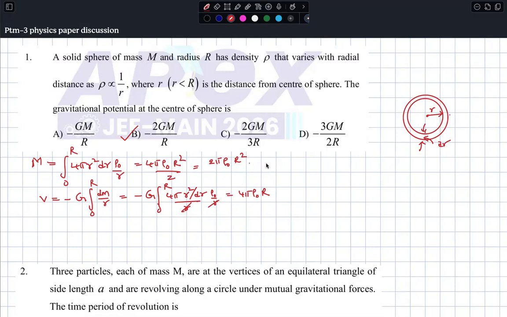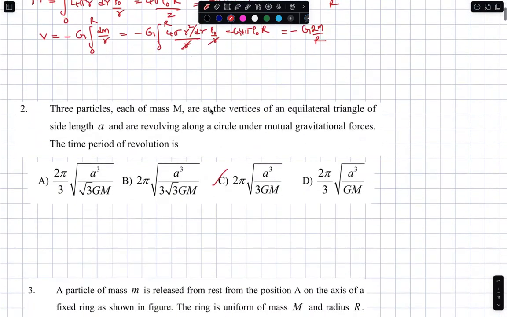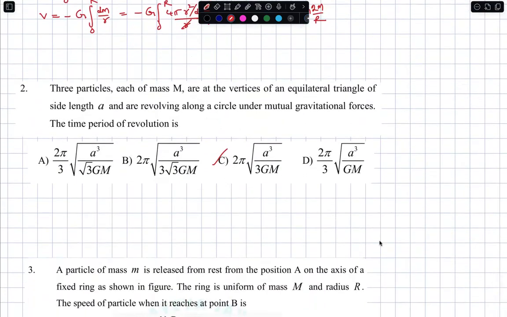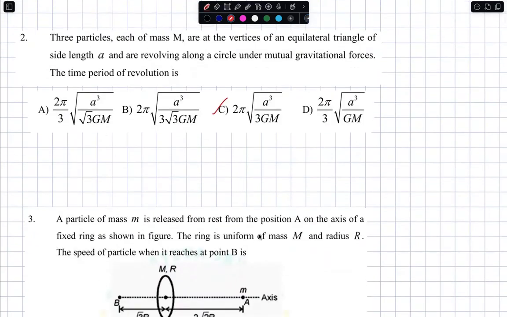See, in this case, 2 pi rho naught r can be given as M by r. So 4 pi rho naught r, don't forget there is a minus G term also. Minus G times 4 pi rho naught r is 2 times M by r. So this is going to be the answer. Bit lengthy one.